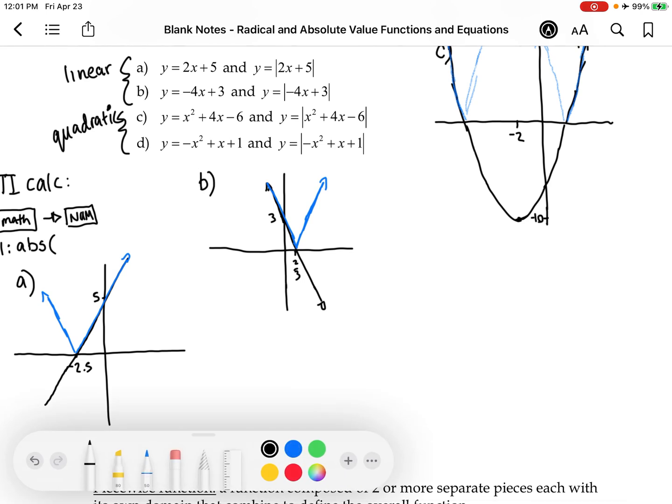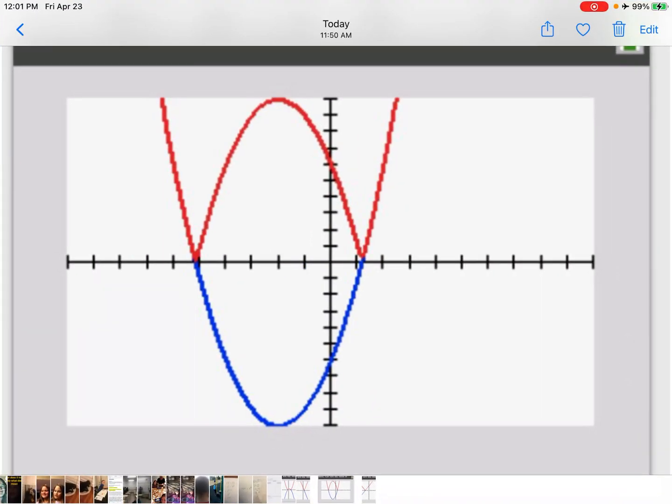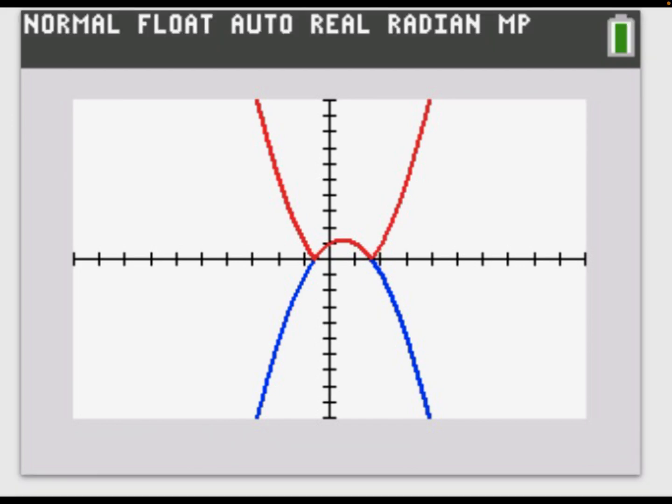And then the last one is y equals -x squared plus x plus 1, and y equals the absolute value of that. So we'll go back to the pictures, and that is this one. Okay, so again, the blue one is the original, and it turns into the red, then it turns back into the blue, and the red one is the absolute value function.